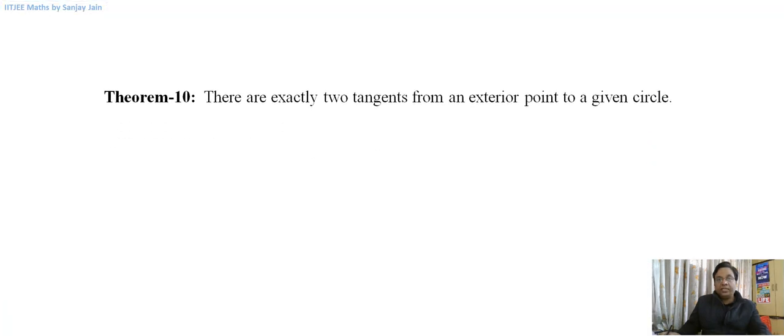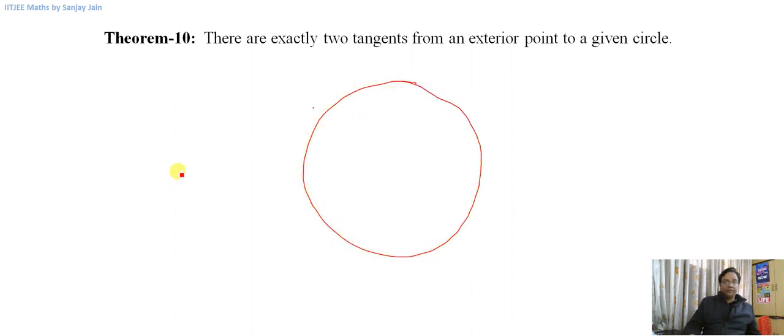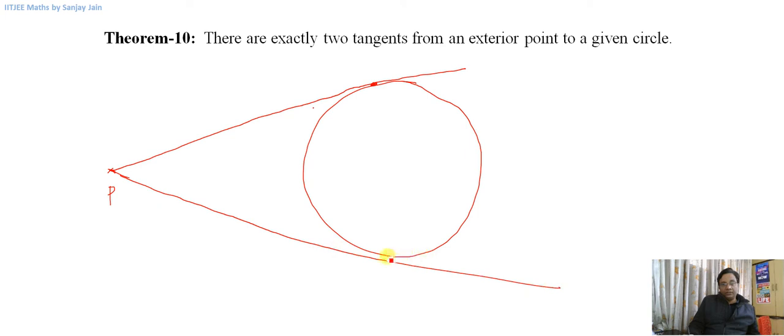There are exactly two tangents from an exterior point to a given circle. Okay, let us say this is the circle that we are talking about, and let us take this as an exterior point. We need to prove that there can be only two tangents that can be drawn from this point to this circle.